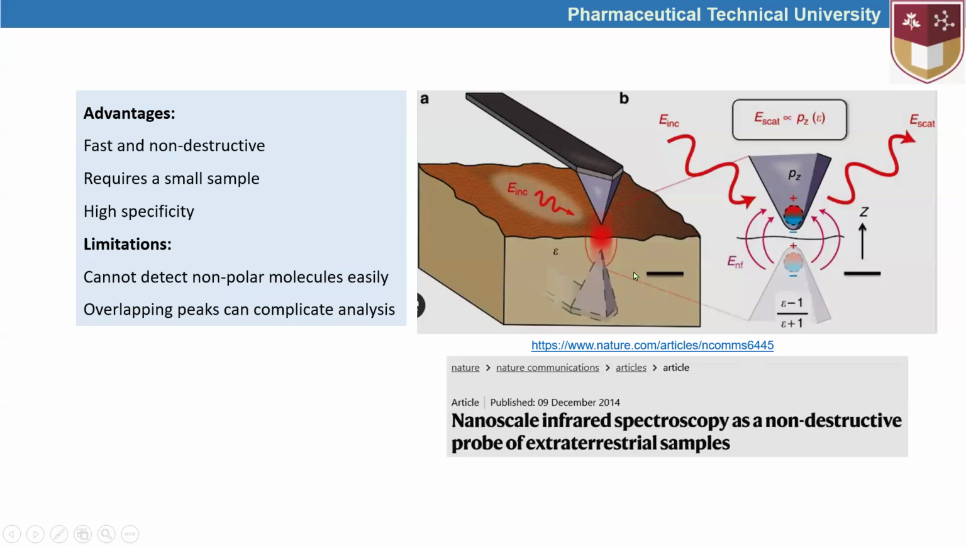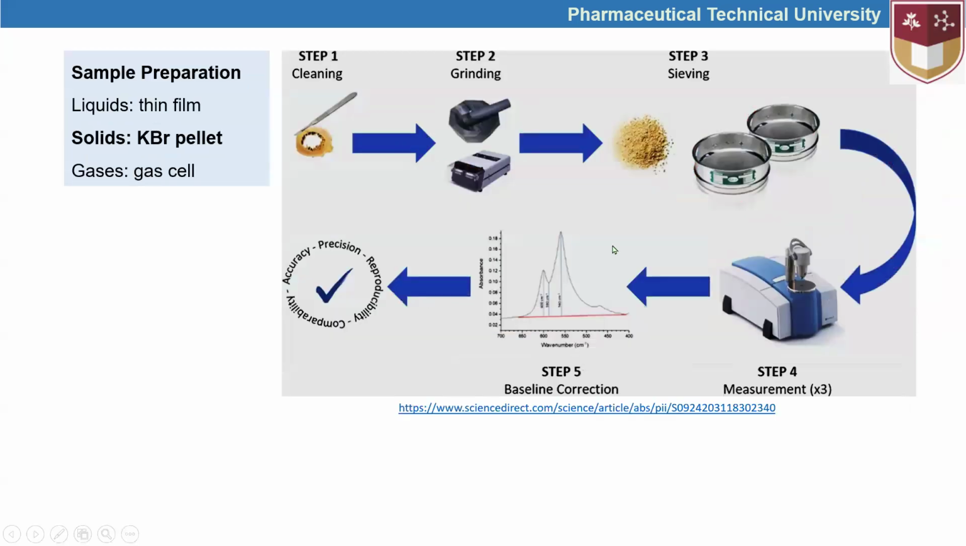This figure was obtained from a paper published in one of the Springer Nature journals. As indicated here, nanoscale infrared spectroscopy is a non-destructive probe of extraterrestrial samples. And from this figure, we can find out how we can obtain the IR spectrum of the compounds.